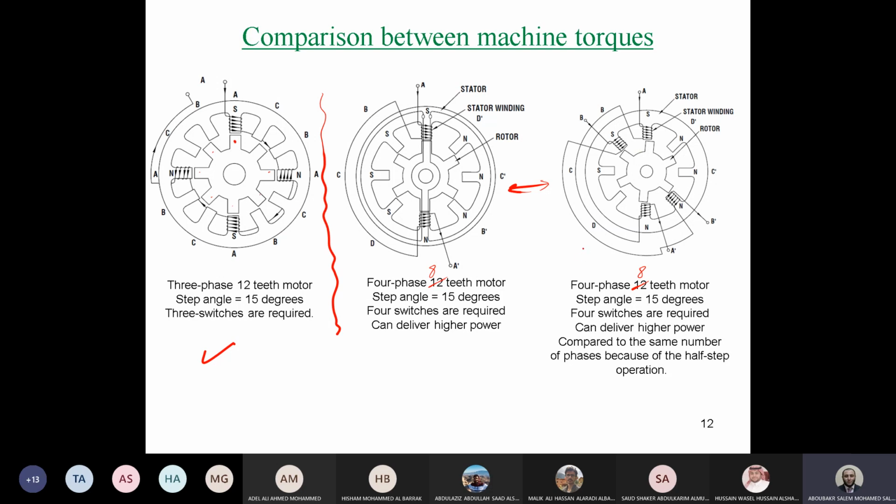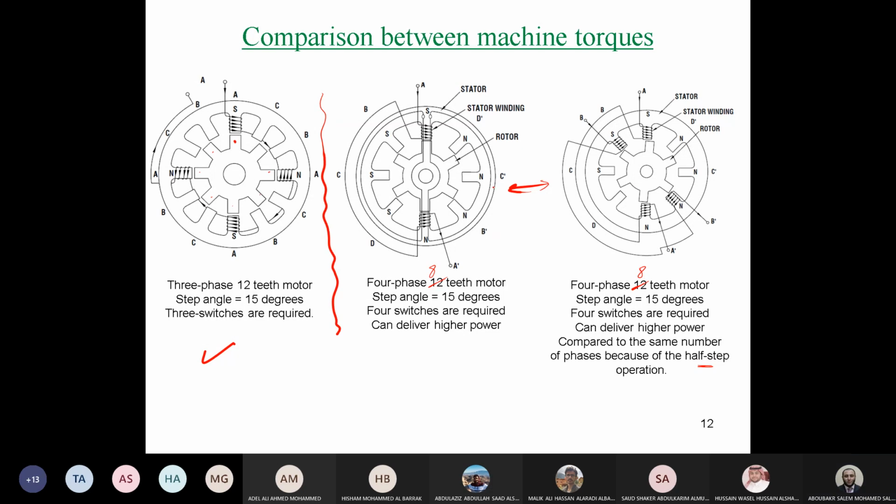So the power here will be higher, especially if it is working at half step. At half step operation, at the portion of supplying the motor from 2 coils, in this case you will have much more torque and much more flux. So this is going to make the power high here. So neglect the comparison with this one because the number of teeth are different. Just consider this comparison, and I will remove it in the updated version inshallah.